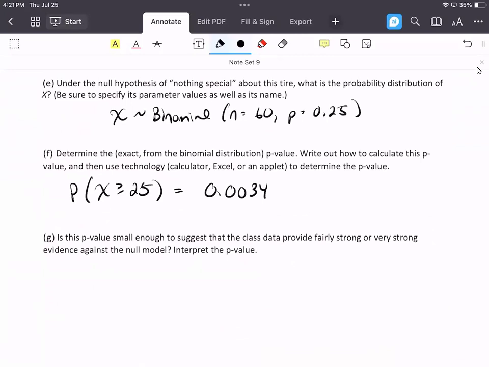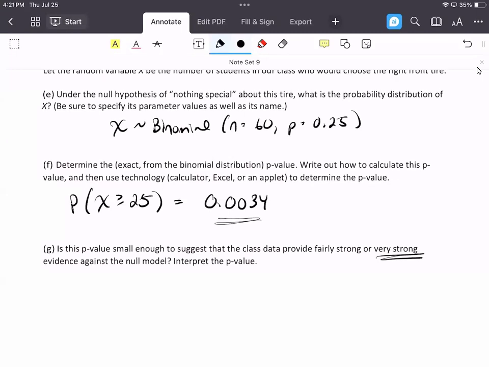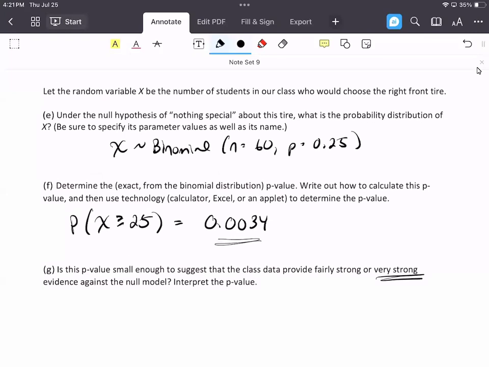So is this p-value small enough to suggest that the class data provides fairly strong or very strong evidence against the null, and interpret the p-value? Well, it's very strong. If you go back and look at that chart, this is a very small p-value. So what am I saying here? I'm saying that if we just looked at how unusual it would be for 25 or more to choose right front, it would happen only, actually, 0.34% of the time.